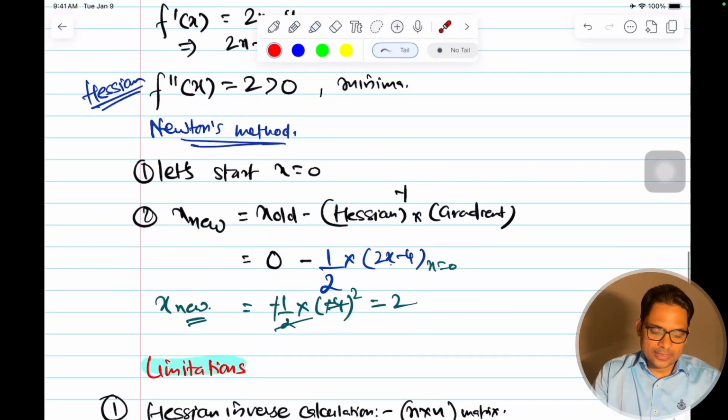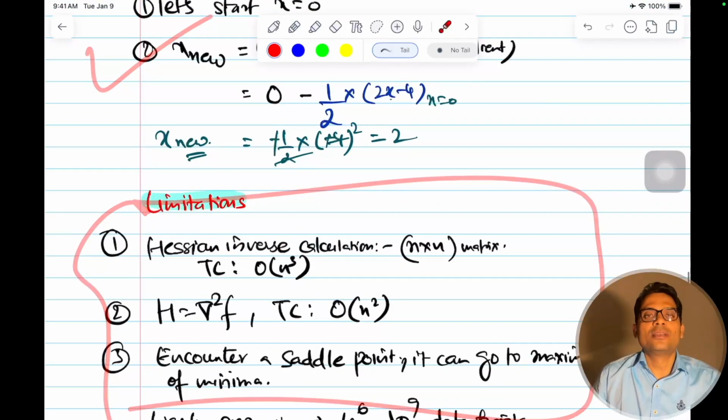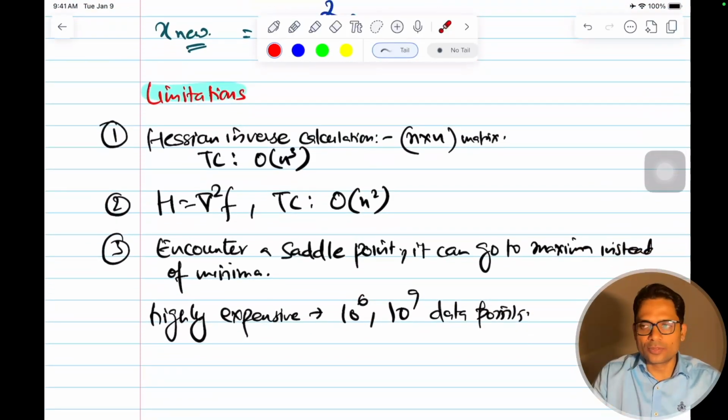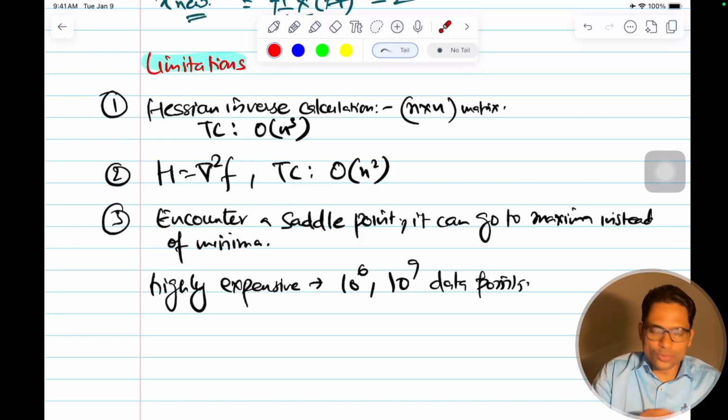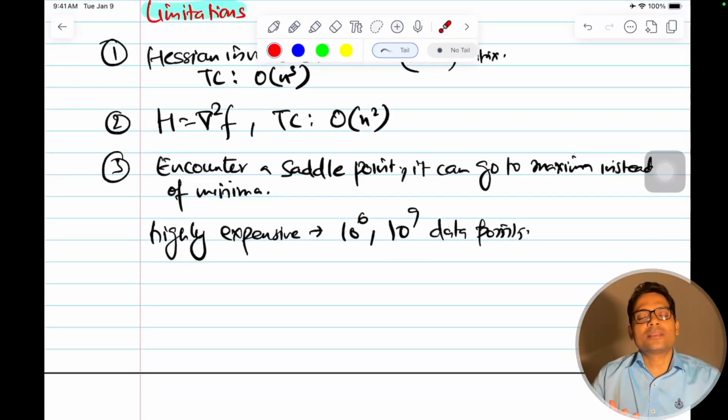So the question is, it is very good, but we said there are so many limitations that it makes it unusable. So is it being used or not? Is it useless? No, it's not useless. Some quasi-Newton methods are used, which are approximations of it.